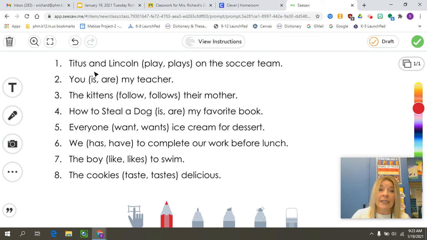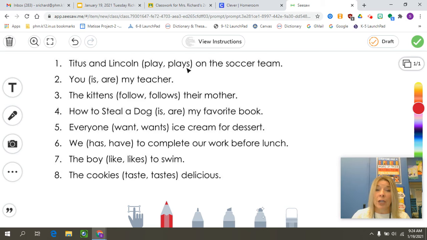So we're going to have to read these sentences very carefully, pick out the correct verb that makes sense, continue reading the sentence, and make sure that we have picked out the correct verb. So let's go through this first one and just kind of watch how I do this. I'm going to start by reading the subject, the beginning of the sentence. Titus and Lincoln. Okay, so those are two people. My choices are play or plays on the soccer team.